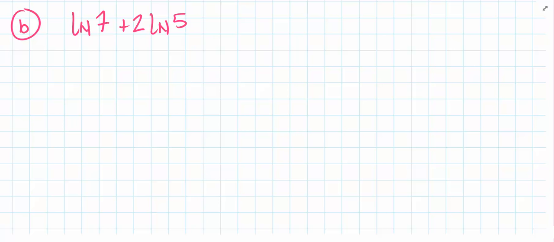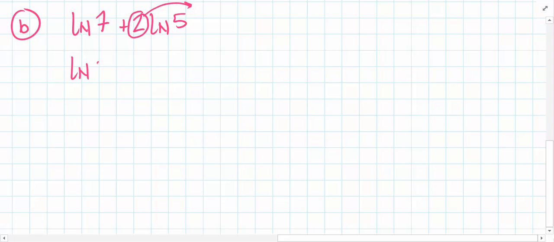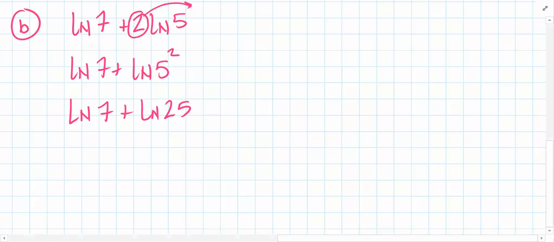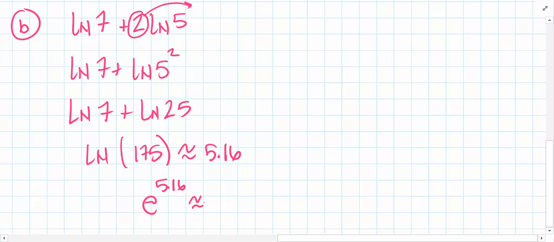All right, natural log of 7 plus 2 natural log of 5. Where did this 2 come from? It came from the exponent on the 5. So the natural log of 7 plus the natural log of 5 squared is the natural log of 7 plus the natural log of 25. Okay, so this becomes the natural log of 7 times 25, which is 175. And then that in your calculator becomes what? Okay, interpret that for me. e to the 5.16 equals approximately 175. Good.